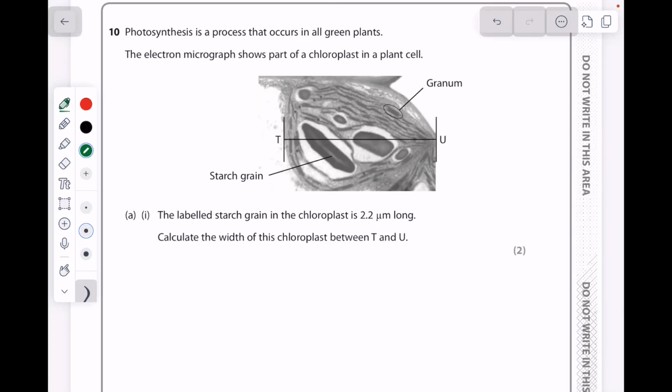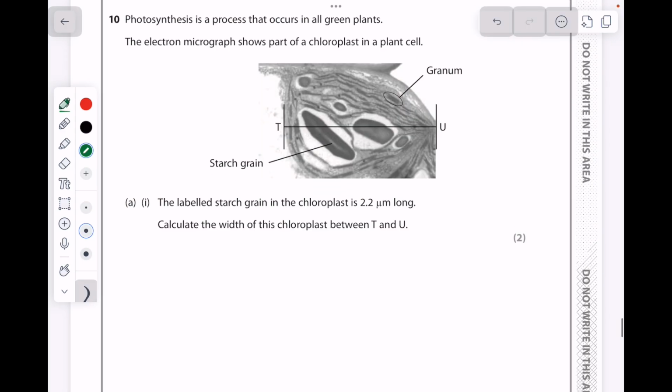Photosynthesis is a process that occurs in all green plants. The electron micrograph shows part of a chloroplast in a plant cell. The labeled starch grain in the chloroplast is 2.2 micrometers long. Calculate the width of this chloroplast between T and U.